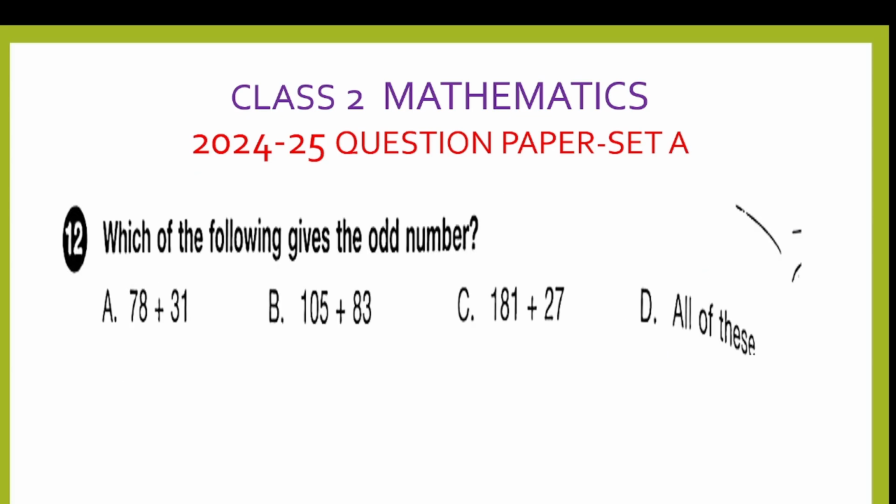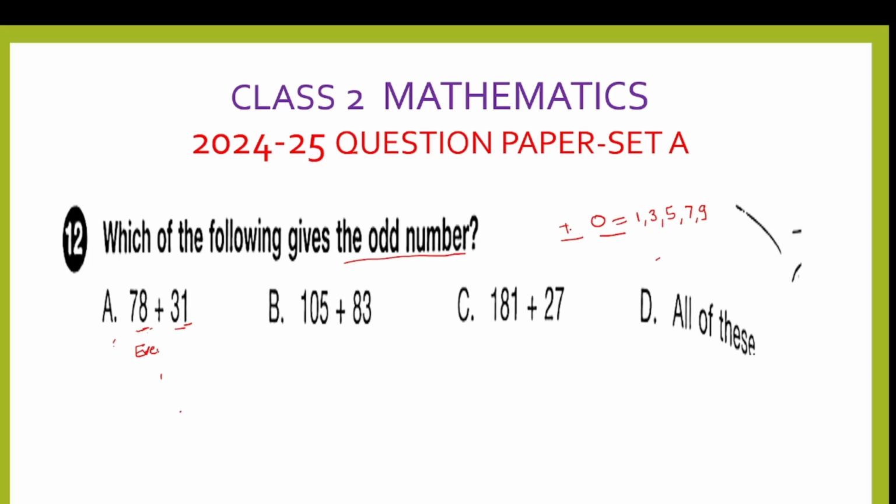Next question. Which of the following gives the odd number? So what is an odd number? Odd numbers are those that have 1, 3, 5, 7 or 9 at the ones place. So that number is called an odd number. Here we have been given the addition of two numbers. Here in 78, at the ones place there is 8, so this is an even number. And in 31, at the ones place there is a 1, therefore 31 is an odd number.